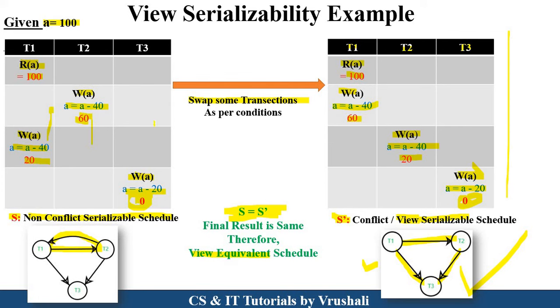In this way, you can convert this non-serial schedule into the serial schedule format. See here, parallel transactions have been performed, that is a non-serial schedule. But here transactions are performed serially. First T1, after that T2, after that T3. Means this is in a consistent state, or accurate information is stored. Clear? This is called a view equivalent schedule.